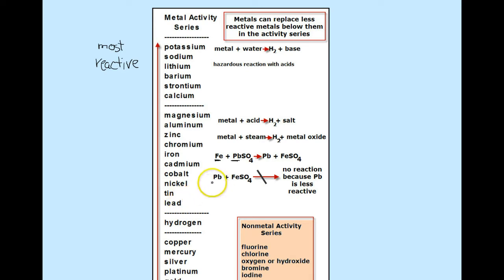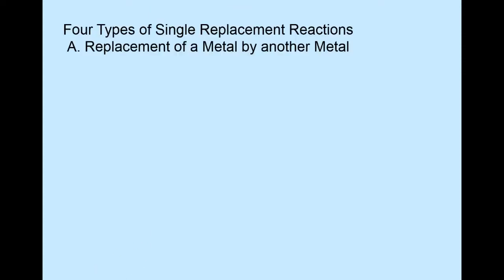Similarly, if we take a look at lead replacing iron, lead is lower than iron on the activity series, so it's not reactive enough to kick iron out of solution. This reaction will not take place, and we'll call that a no reaction. Let's take a look at some examples. We have 4 different types of reactions.